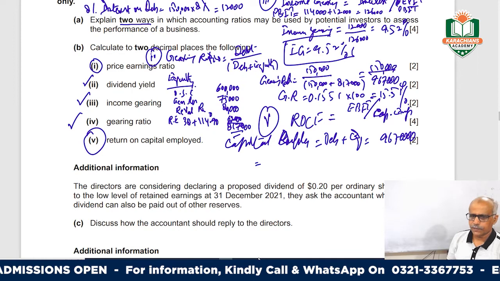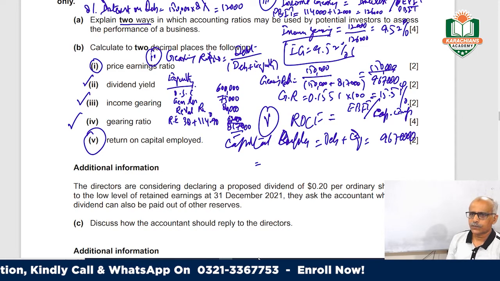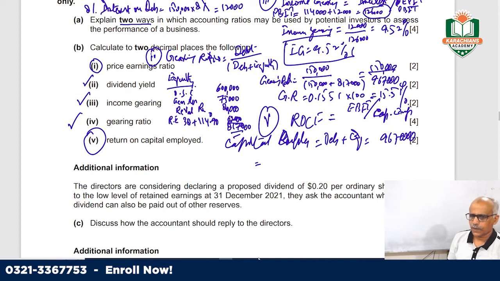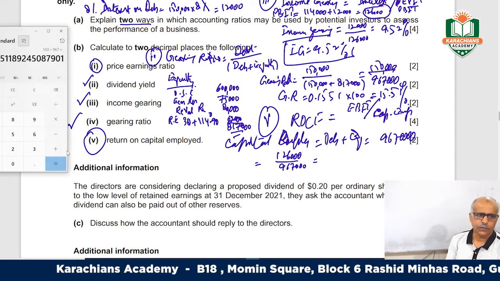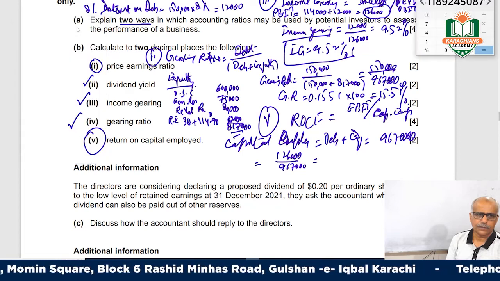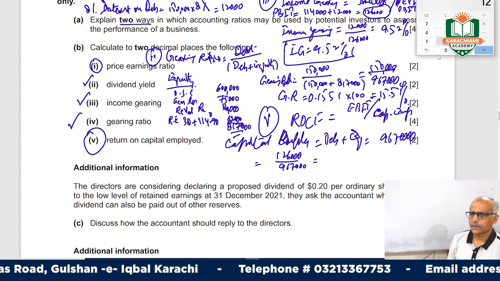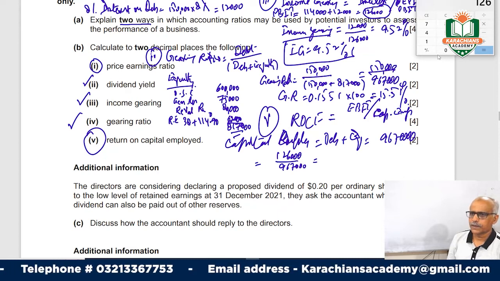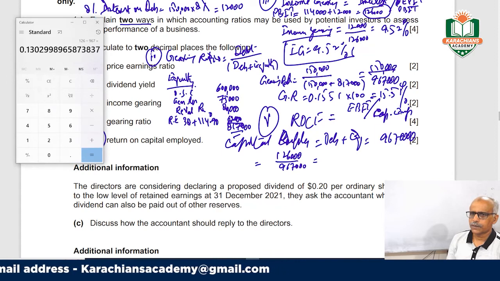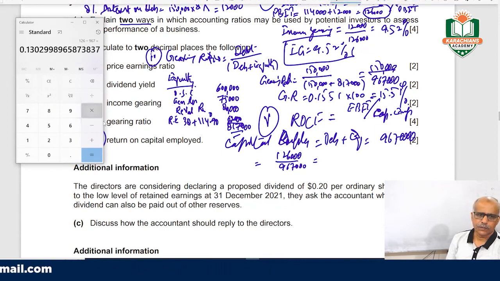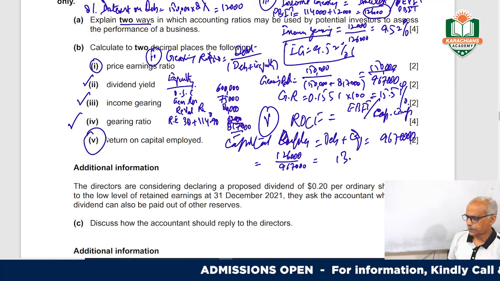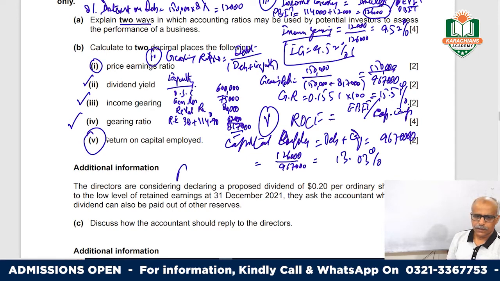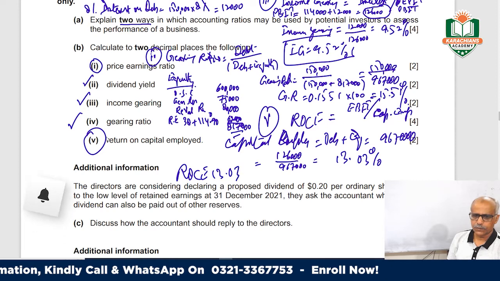So earning before interest we already have worked out. It was this one, 126,000. So it is 126,000 divided by 967,000. Then we divide this and we can find this out. 126 divided by 967 is coming 13, and if we multiply by 100, 13.03%. So return on capital employed is 13.03%.